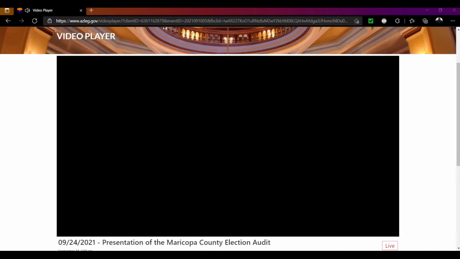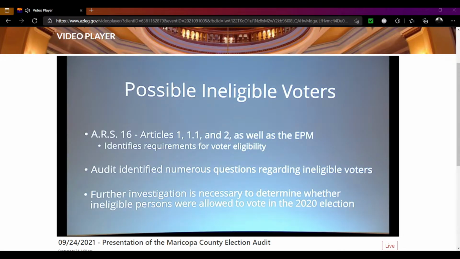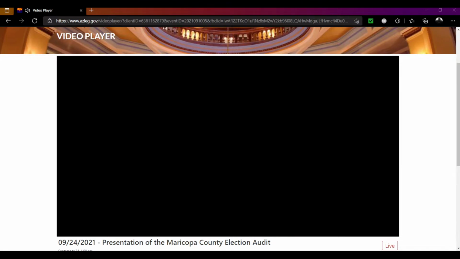And the last slide would be, well, I guess there's one after this, but the last item is possible ineligible voters. Several articles, which include multiple statutes within ARS 16, as well as many aspects of the election procedures manual, identify Arizona's requirements for an individual to be considered an eligible voter and therefore allowed to cast a legal vote. The audit identified numerous questions regarding possible ineligible voters.